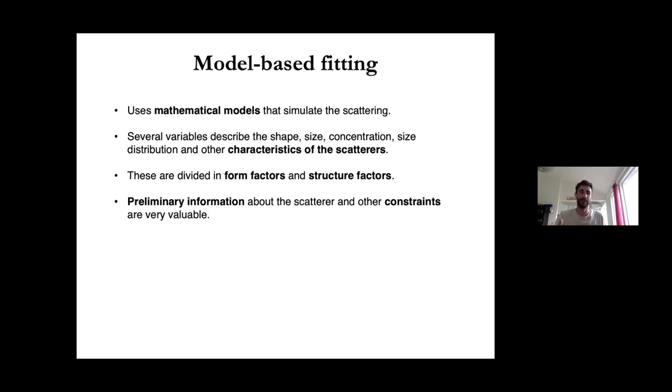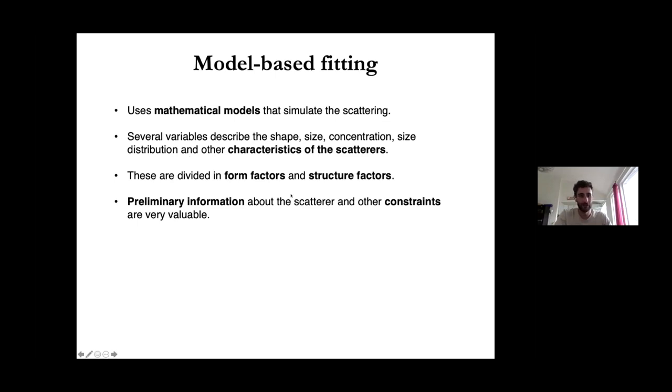So basically we can develop models that calculate the scattering from different structures. In these models, there are going to be different variables that describe the shape of the scatterer. So for example, you can have radius and things like that, thicknesses, lengths, or whatever. It depends on what you're investigating.